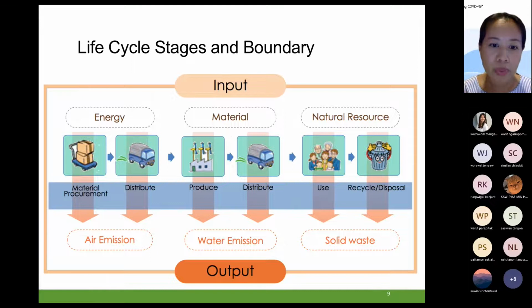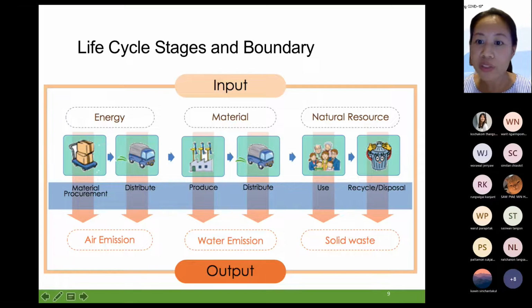And after you know the input, you can estimate the outputs, right? Like if you use energy in material procurement and distribution, you know air emission will occur at this stage, right? And for the material, maybe during production and distribution, water is consumed for the process, something like that. And you can estimate the output, maybe it can cause water pollution, like a water emission. It can cause environmental pollution and toxicity distributed in water bodies, something like that.